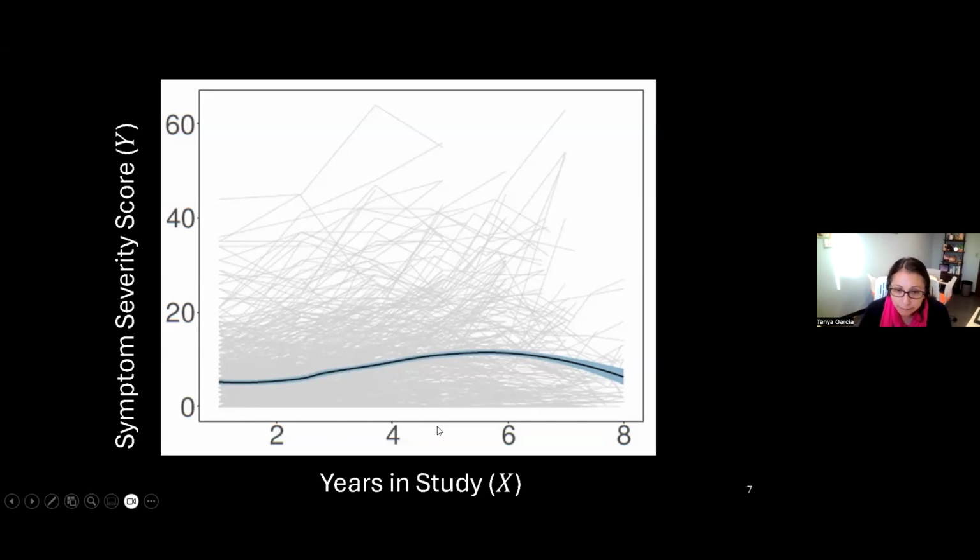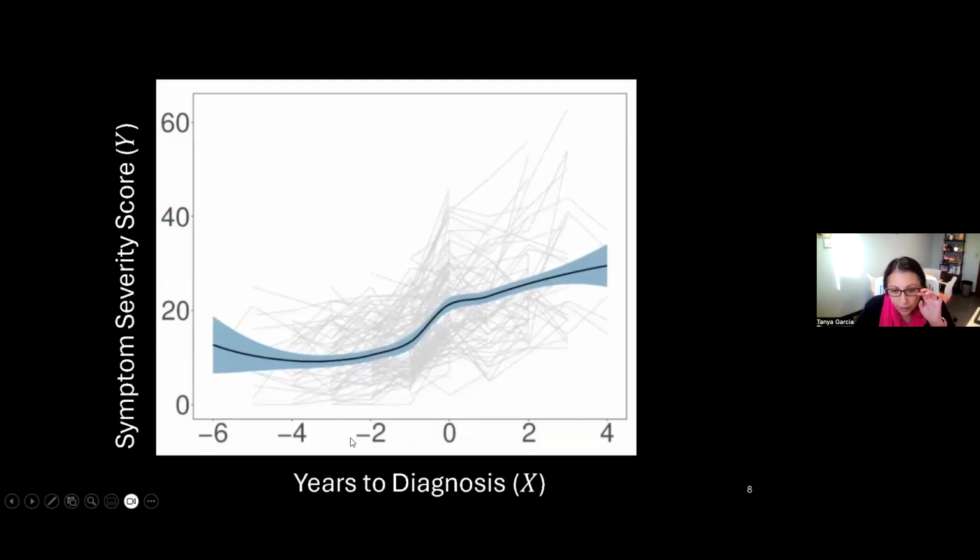in disease staging. There have been many ways to try to address this issue. And one of the more popular ways is, instead of using years in study, to use the time axis years to diagnosis, which is what I've done in this plot.